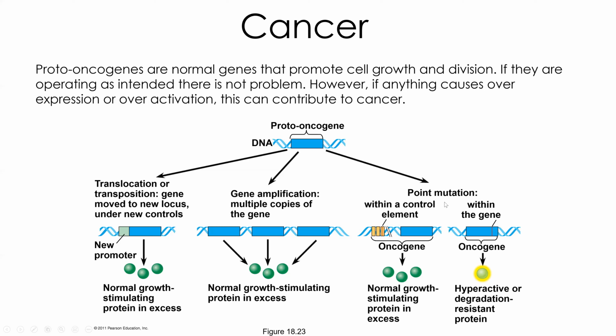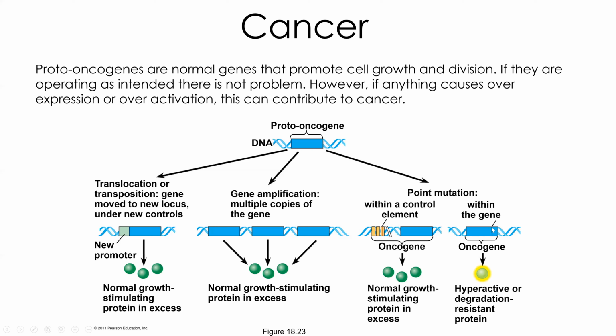Okay, and then finally over here on the right, we've got the point mutations, one within a control element. This looks like a distal control element, okay, that allows for enhanced, increased expression, increased transcription. So this gives us more of the product.